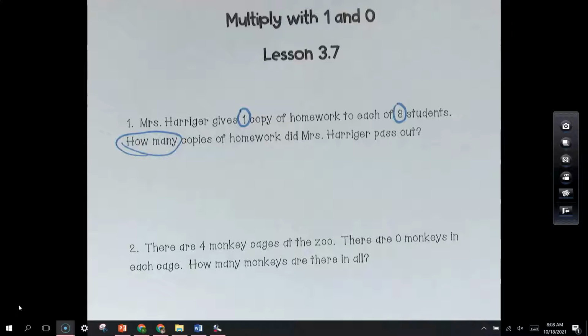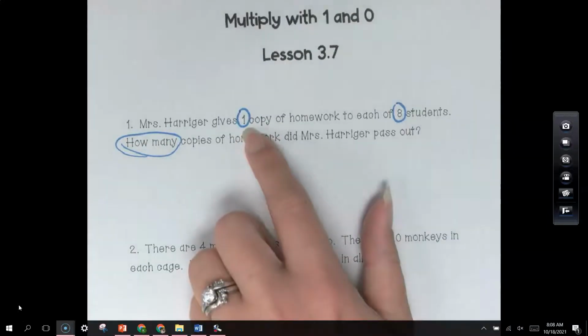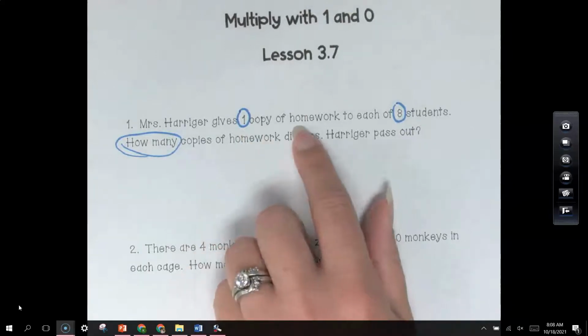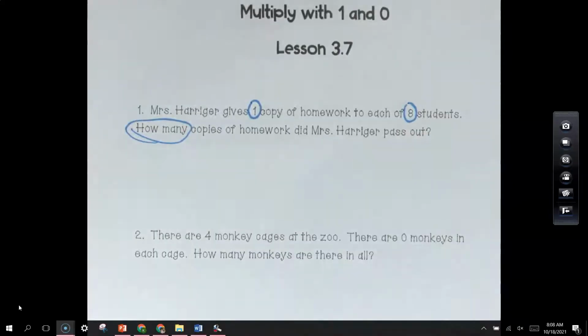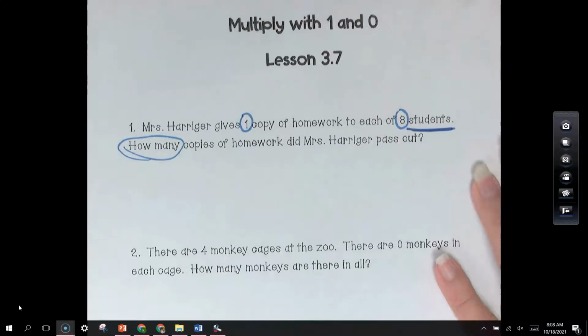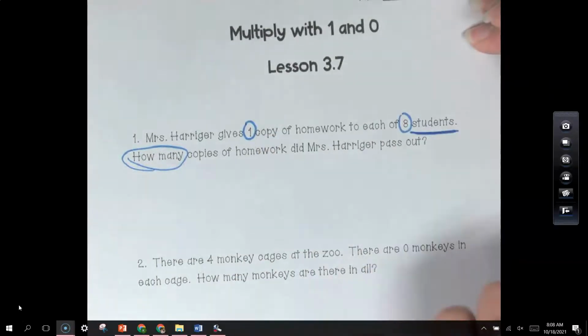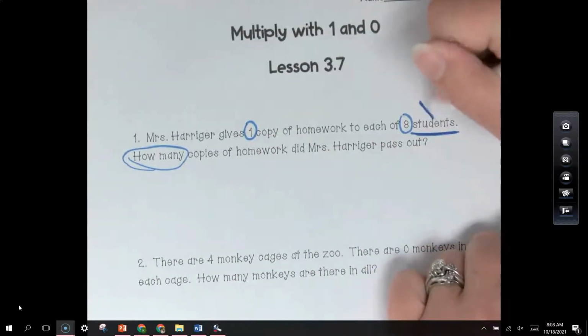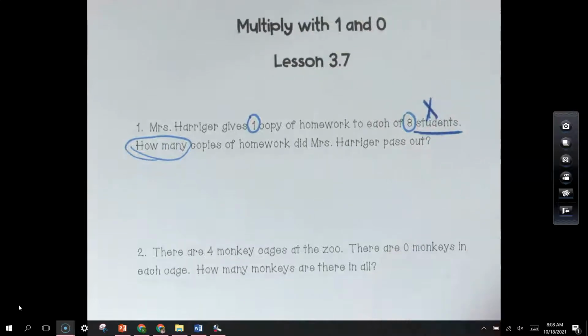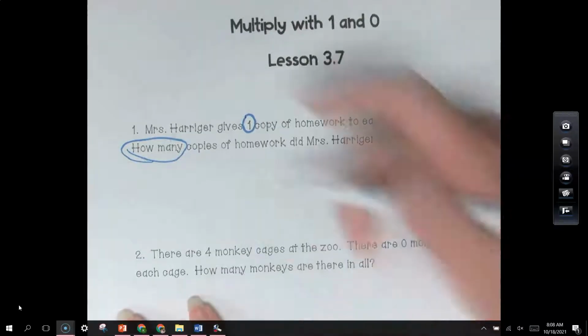And we have learned that groups means to multiply. So we always look after our numbers. 1 copy of homework or 8 students. Are any of those groups? Well, if you said that students are groups, you are correct because I give that to the 8 students. So anytime we see the word students, it can mean a group of something. So students can mean multiply. Alright, so we always put our groups first when we're multiplying. So our 8 must go first.